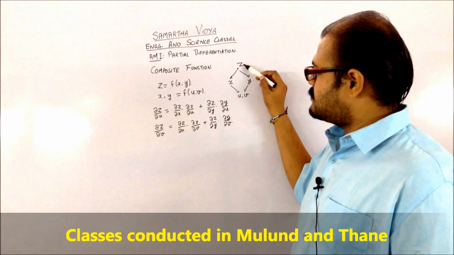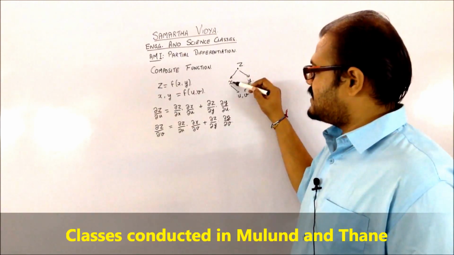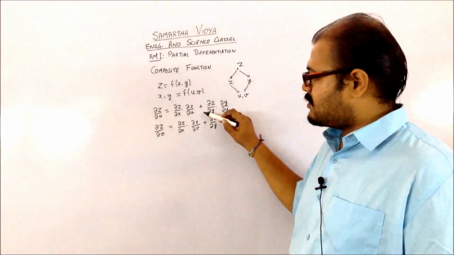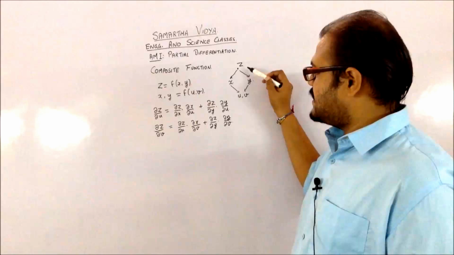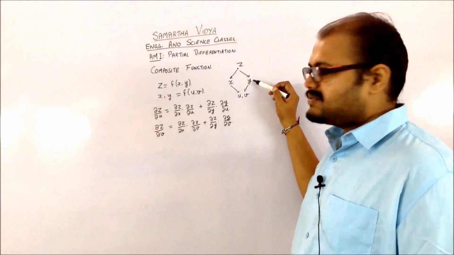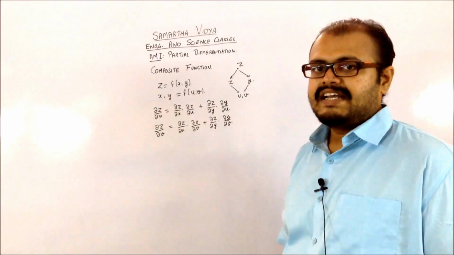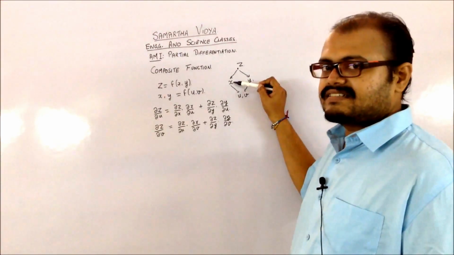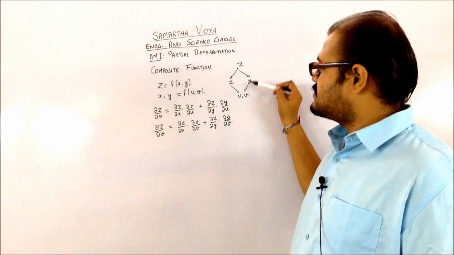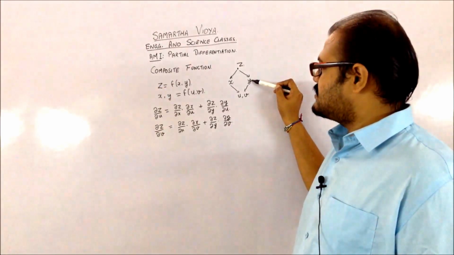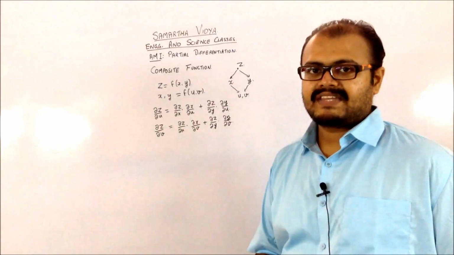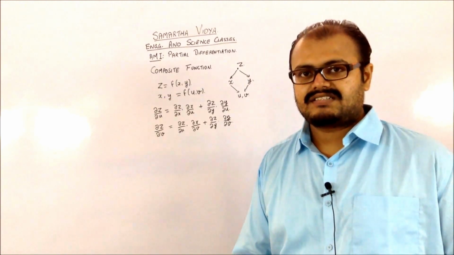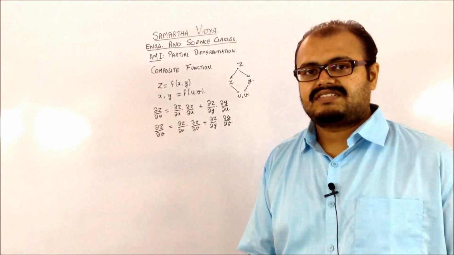That is, if I want to go from z to u, then it is going to be del z by del x into del x by del u, and for the other path we are going to use plus, it's going to be del z by del y into del y by del u. Similarly, if I want to go from z to v, it's going to be del z by del x into del x by del v plus del z by del y into del y by del v. So this is how you will be getting your equations for the composite functions.